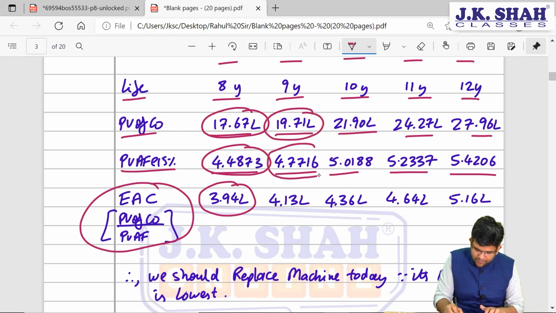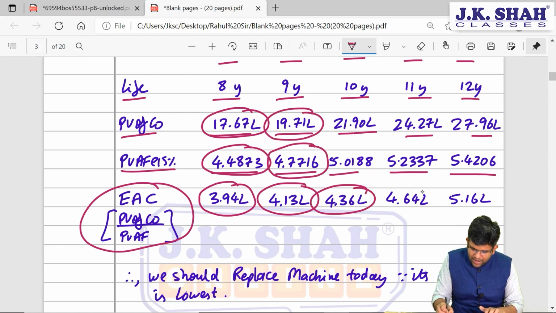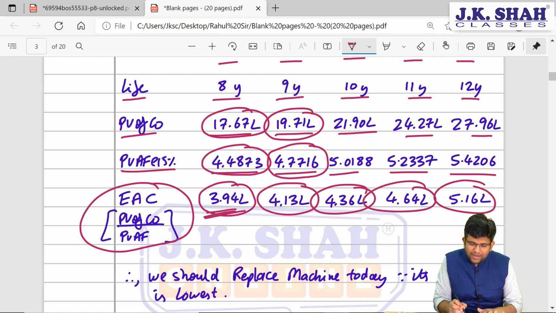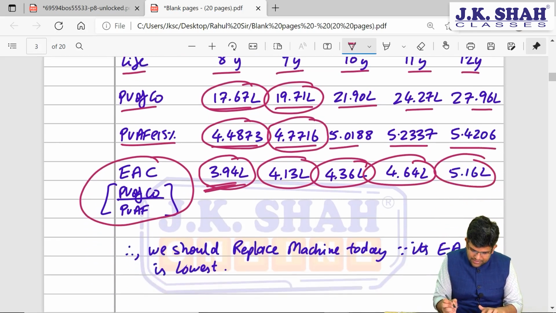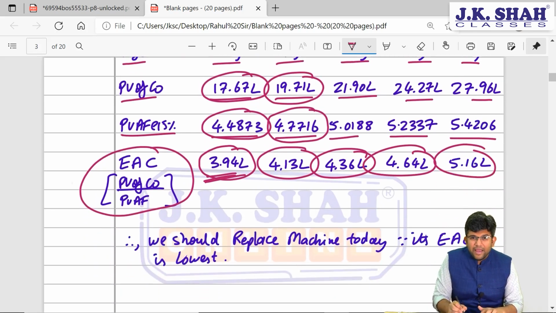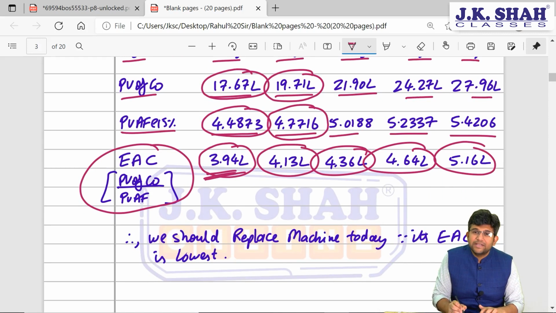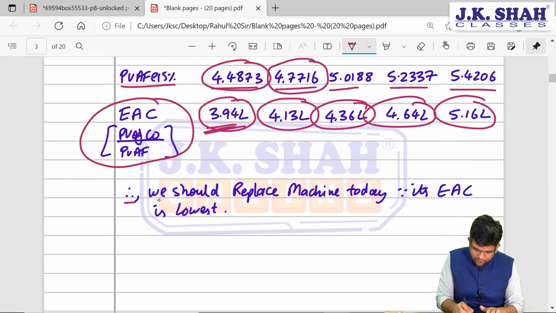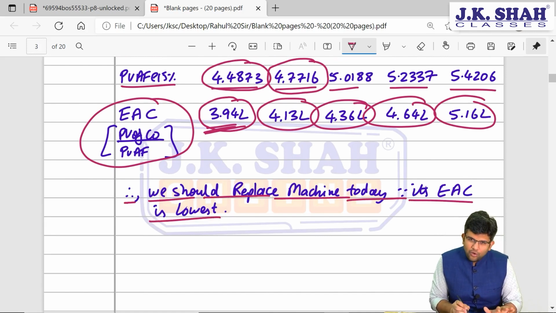19.71 lakh divided by 4.7716 will give you 4.13 lakh, and so on. And as you compare these cash flows, you realize that option 1, that is, replace the machine today itself, is the best since it is cheapest. Everybody clear? So therefore we should replace the machine today since its equated annualized cost is lowest.